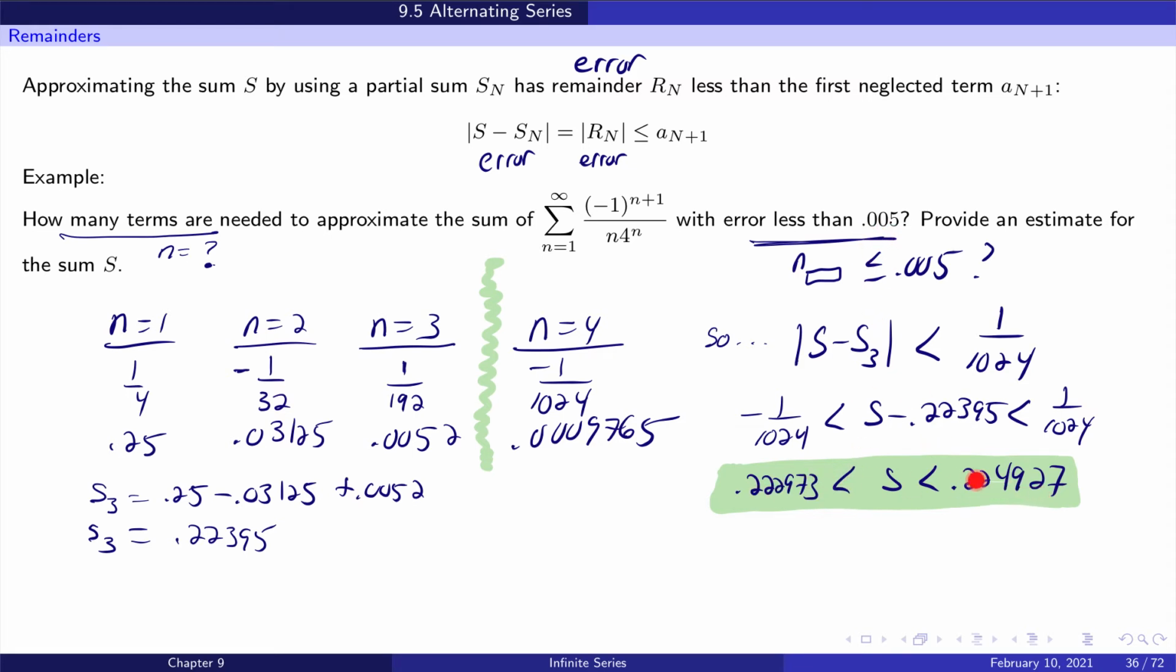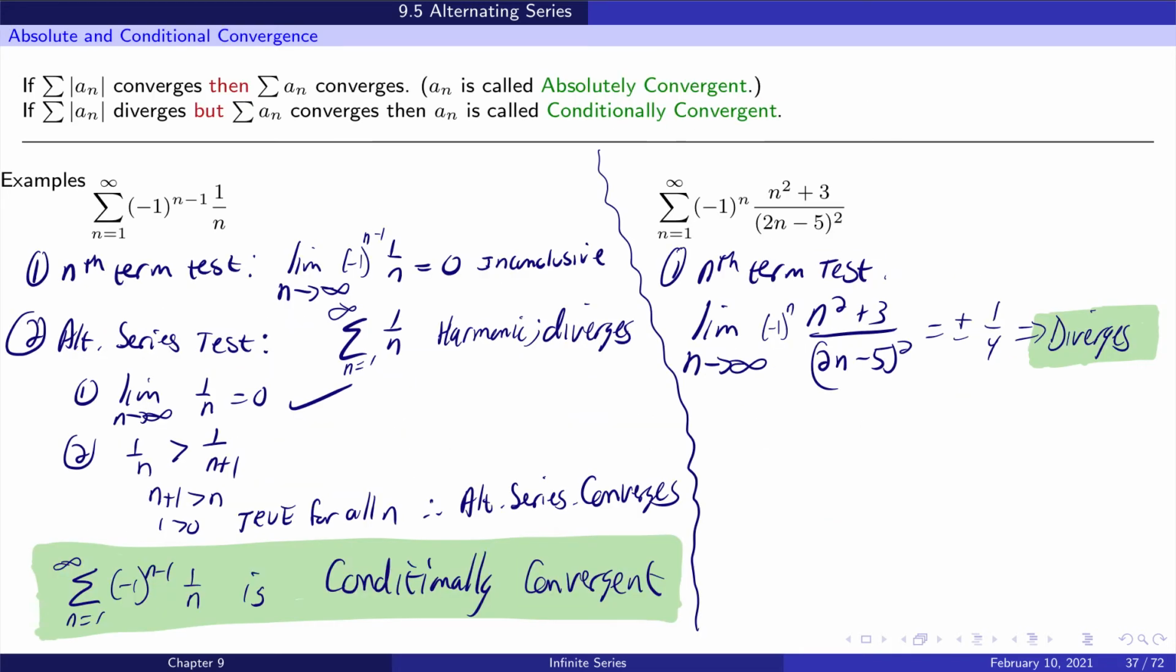The difference between those two is less than 0.005. So that's pretty powerful. This formula only works, however, for alternating series. This is the first case where we've been able to approximate the infinite sum using a partial sum and know what the error is going to be. Okay, so back to alternating series.